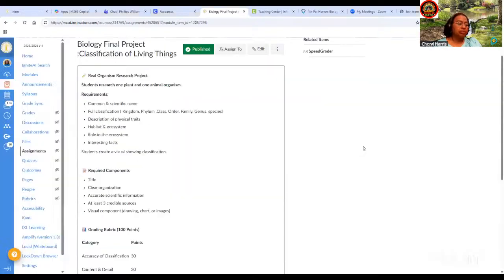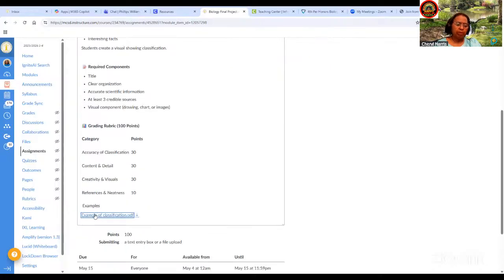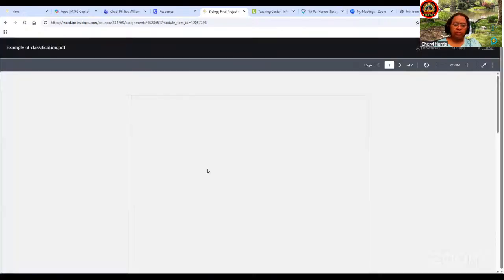All right, so this is our project. Going over the final project. If you just came in, we're going over the final project. So what I was saying here, these two steps right here, I've given you an example down here at the bottom. Click on that link, and that's where your example is.